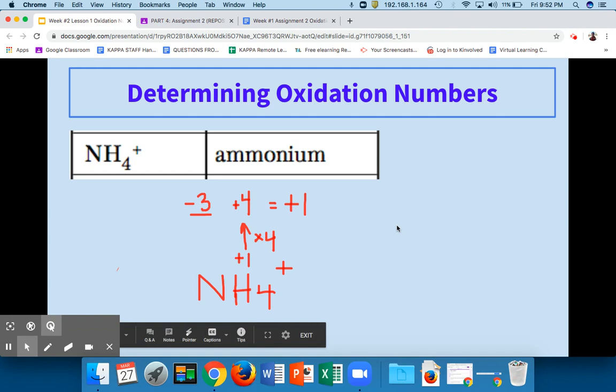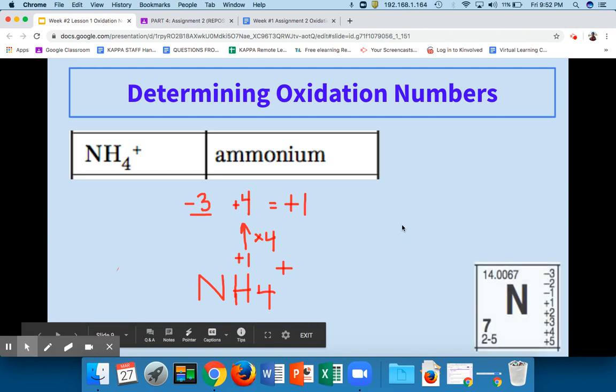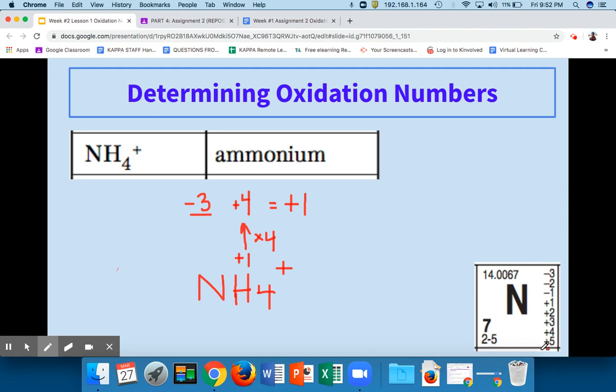Now, how do we know we're doing this right? If you look at your reference table and you look at nitrogen, your oxidation numbers are written on the right corner of the element symbol. And I see that -3 is one of the oxidation numbers, so I know I'm doing it correctly. Let's try another one.